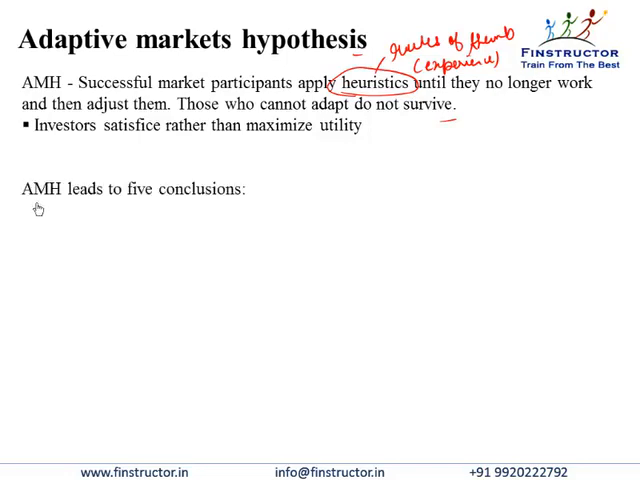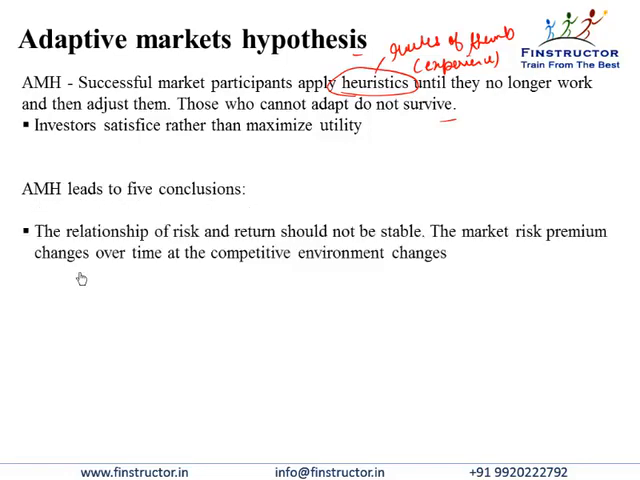The adaptive markets hypothesis leads to 5 conclusions. First, the relationship of risk and return is not stable. That is, the market risk premium keeps changing over time as the competitive environment changes. That is, as more and more people start following the same heuristic or start investing in the same manner, stock prices tend to go up, or the market risk premium reduces, or the discount rate starts reducing as is visible in the higher stock prices.